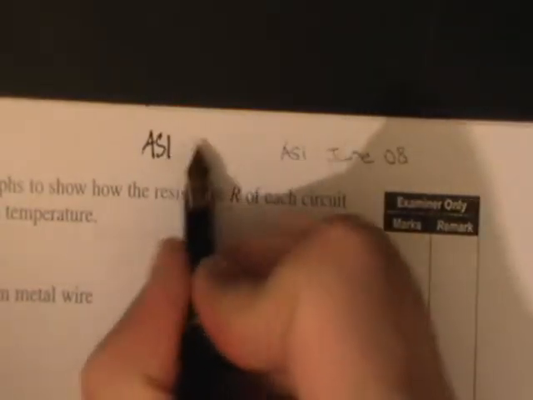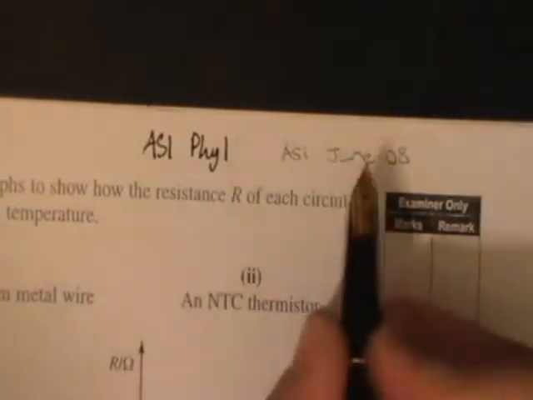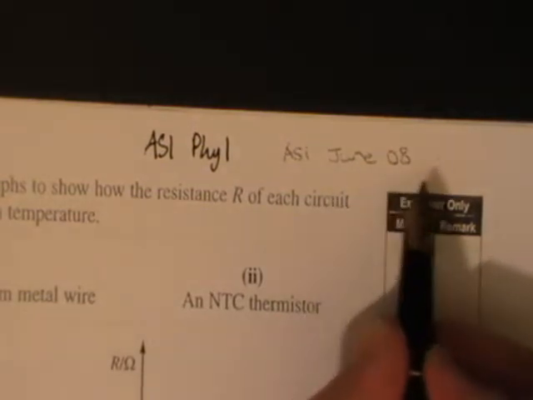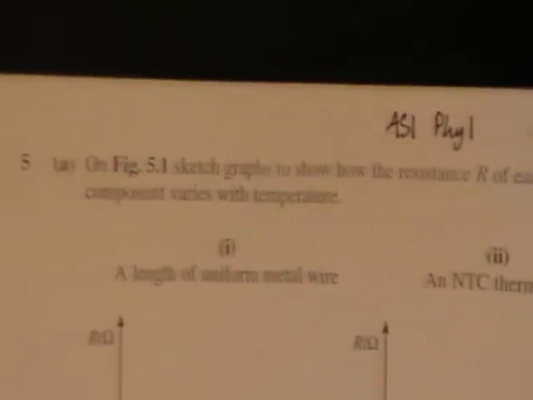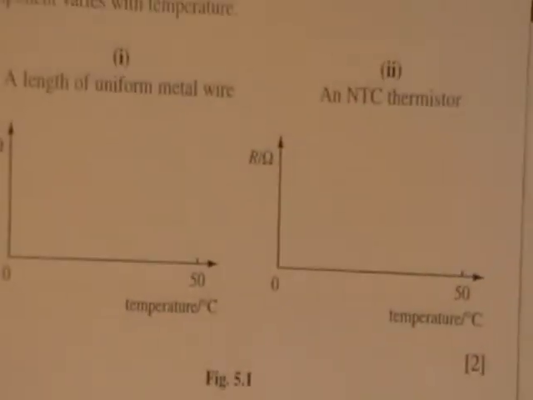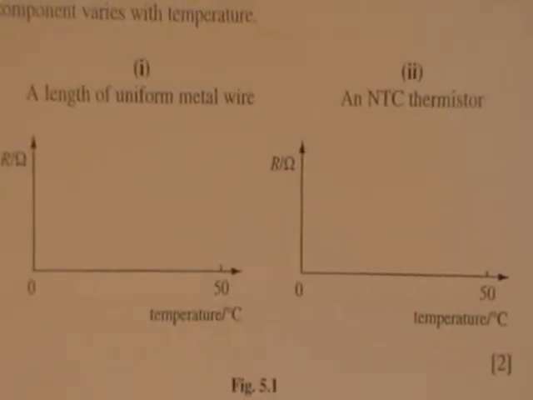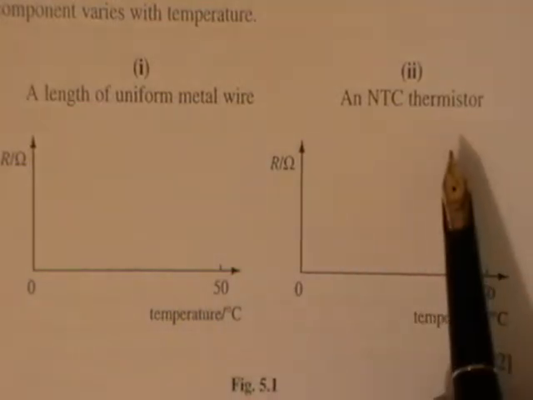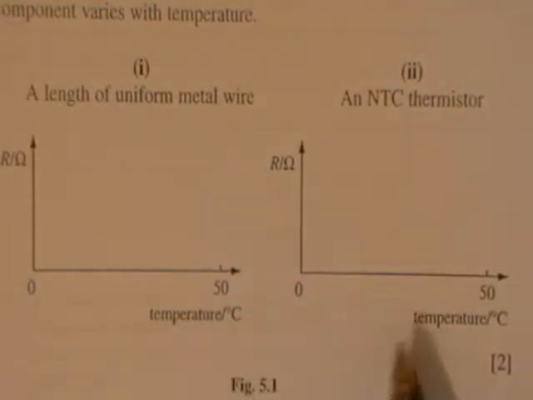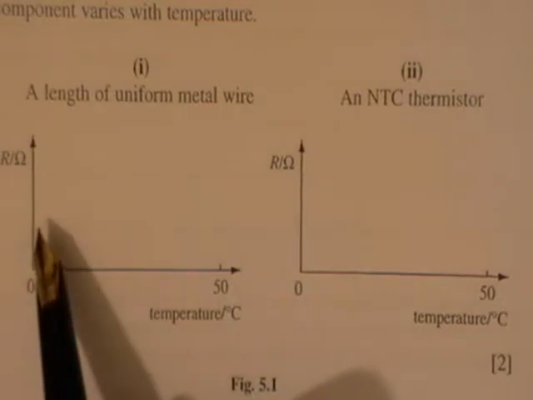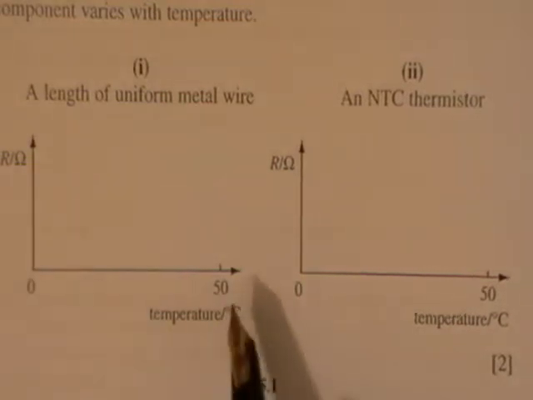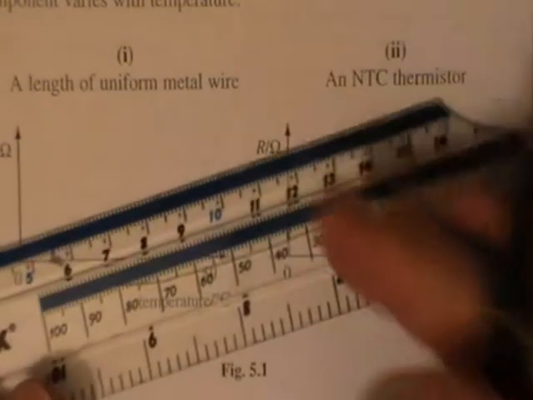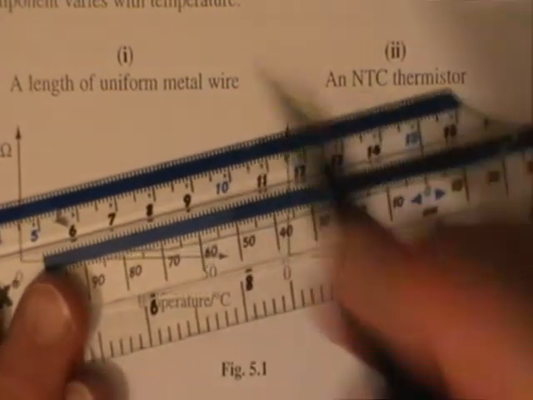AS1 Physics 1, June 2008, question 5. We have to sketch two graphs, one for a uniform metal wire and the other for an NTC thermistor, showing how resistance depends on temperature. This one has come up several times over the years. In fact, I think it was in January 2008 as well.